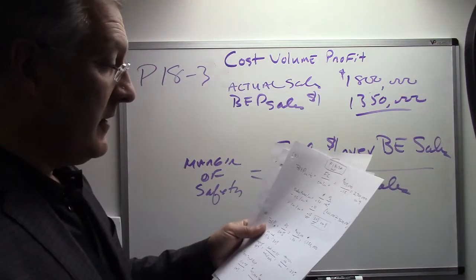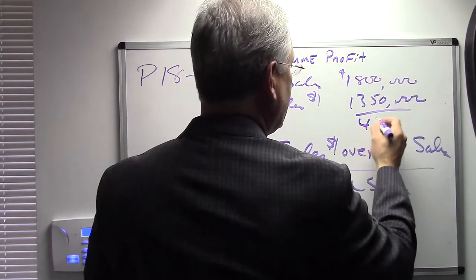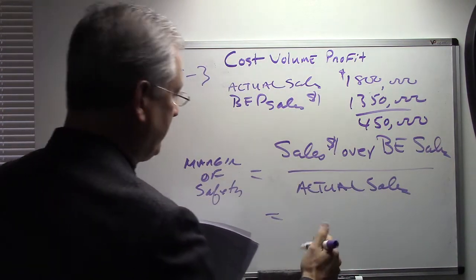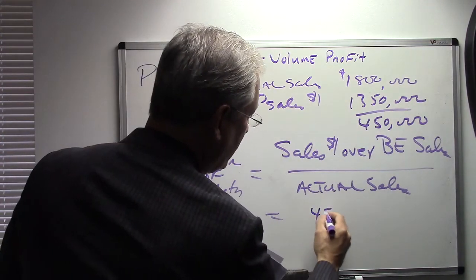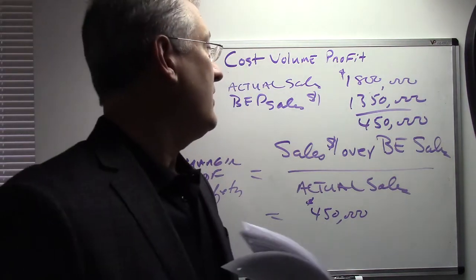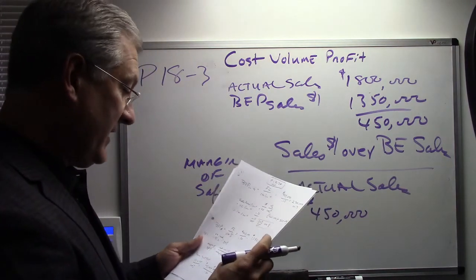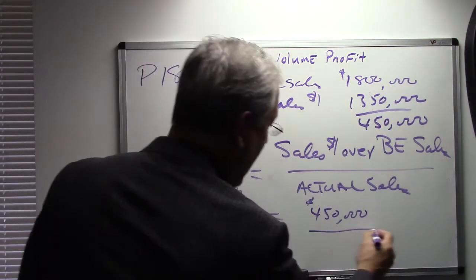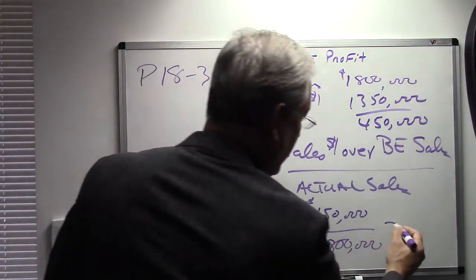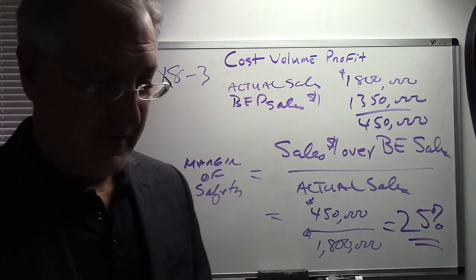So we have actual sales in excess of break-even sales of $450,000. So this numerator is going to be $450,000. That is the sales dollars over the break-even sales, $450,000, divided by the actual sales of $1,800,000. Therefore, the margin of safety is 25%.